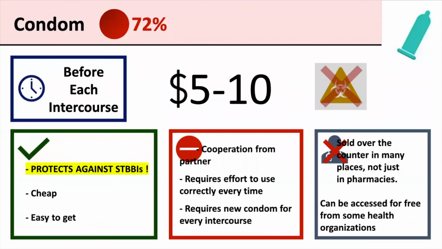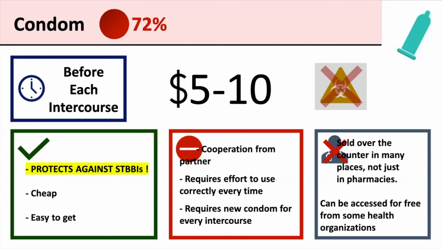Another means of contraception is the condom, which basically acts as a barrier to prevent the sperm from getting into the vagina. It has to be used before each intercourse, and you need a new one every time. So the advantages of this, the main one is that it does protect against sexually transmitted infection and blood-borne infection. It is also cheap and quite easy to get.